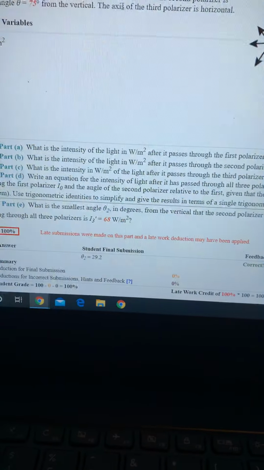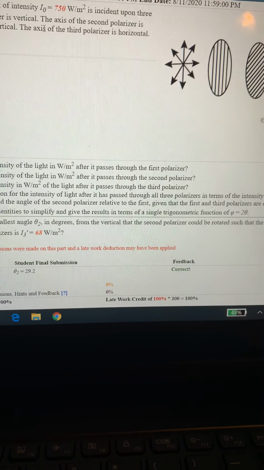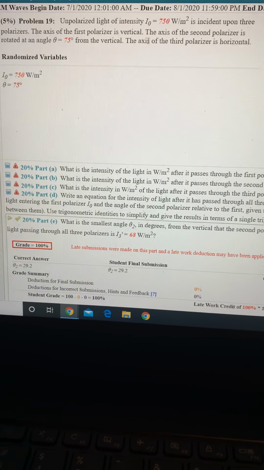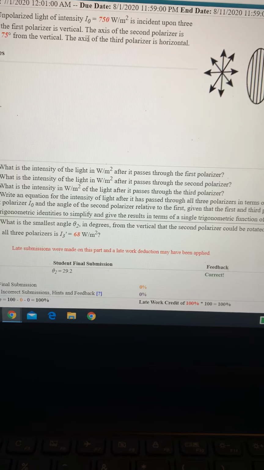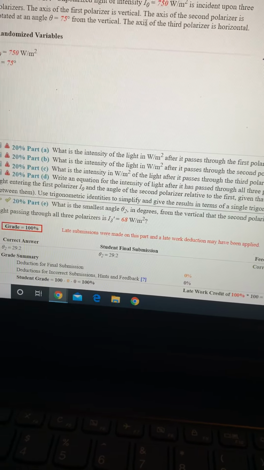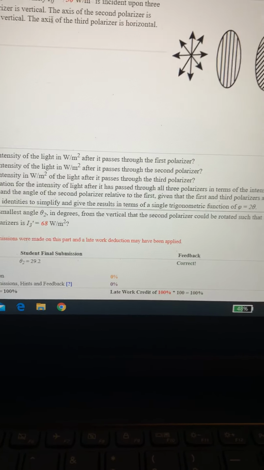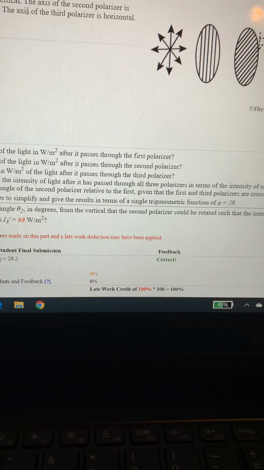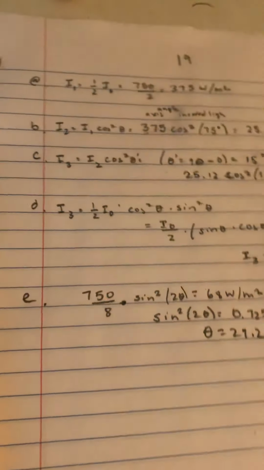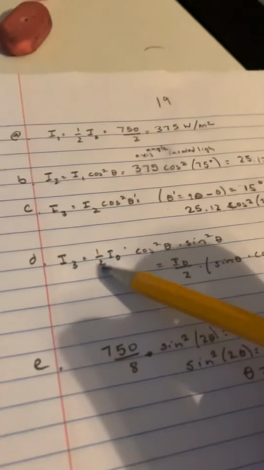For part D, it says write an equation for the intensity of light after it has passed through all three polarizers in terms of the intensity of unpolarized light entering the first polarizer and the angle of the second polarizer relative to the first, given that the first and third polarizers are crossed. Use trigonometric identities to simplify and give the result in terms of a single trigonometric function of theta. So for this, since we're using all three, we know that our final intensity is I3.